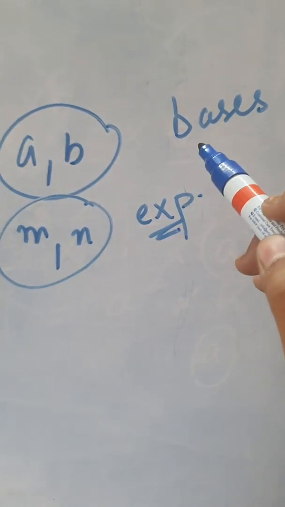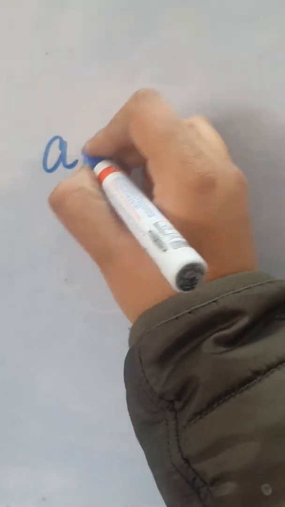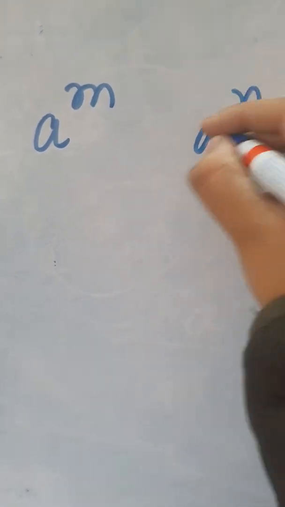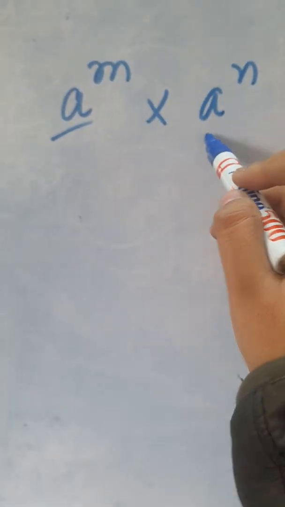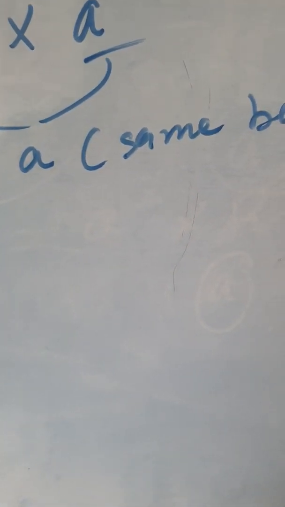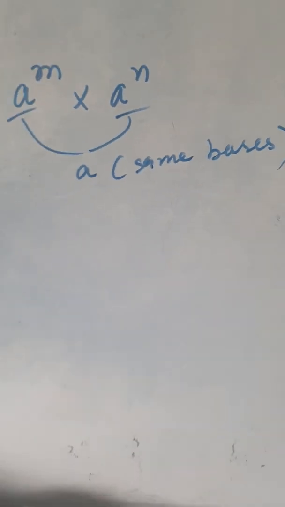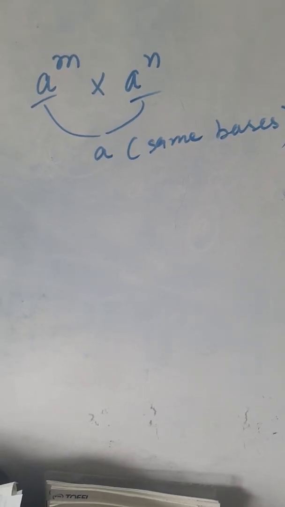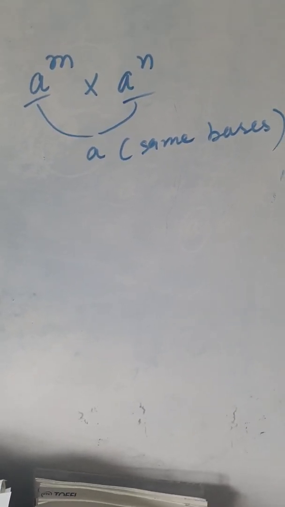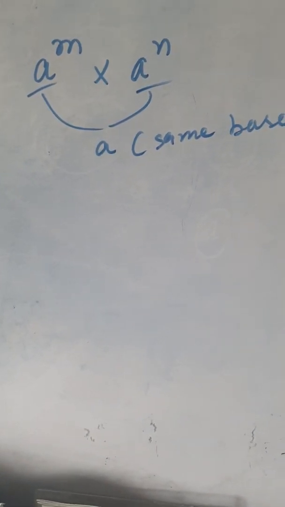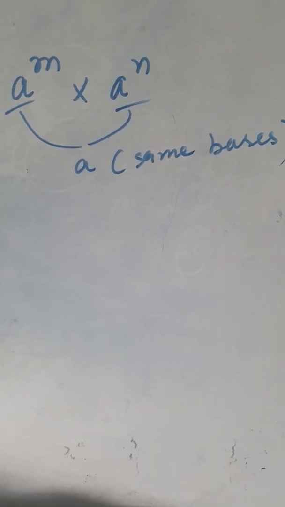So let's get started. The first law of exponents states that if there are 2 values, a raised to power m, and we're multiplying this with the second one, a raised to power n, in this case we know that the bases are the same, both are a, and only the exponents differ. When we are multiplying such values, we don't need to first find a to the power m and then a to the power n and then multiply them. That's too lengthy to do. So what are we going to do in this case?